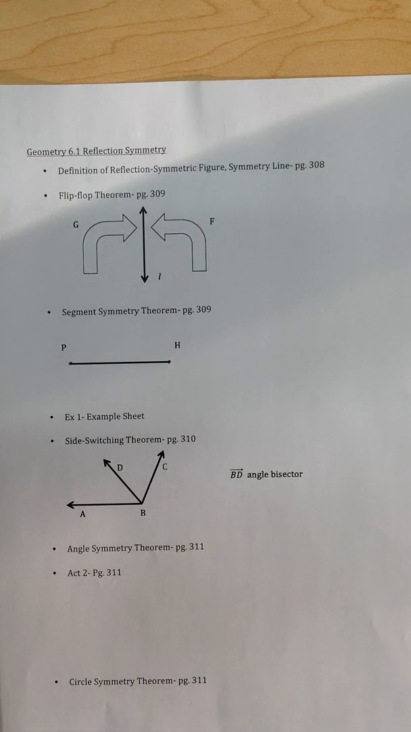This is section 6.1, reflection symmetry. So the first thing we've got there is the definition of a reflection symmetric figure, and the symmetry line is also in that definition. That's on page 308, so let me flip to that here. It says a plane figure F is a reflection symmetric figure if and only if there is a line M such that if you reflect F over M, it's going to equal F. And then it says the line M is a symmetry line for the figure.